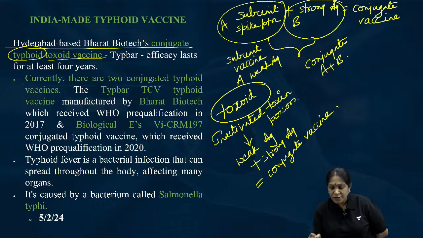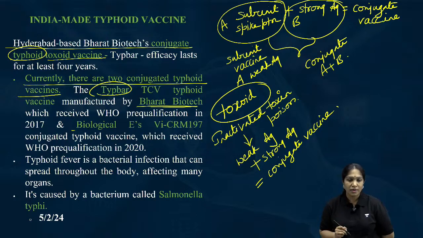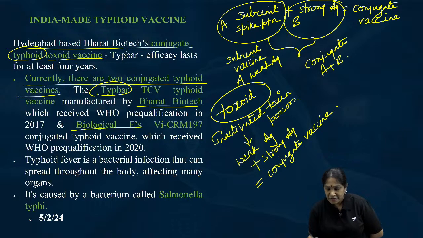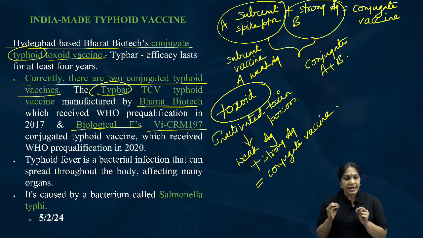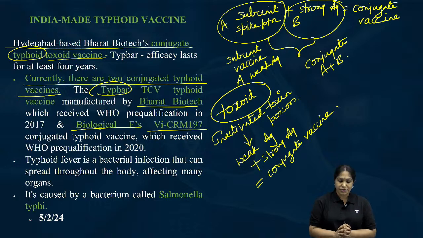Currently, there are two conjugated typhoid vaccines. Typbar, made by Bharat Biotech. And Biological E company made another conjugate vaccine called Vi-CRM197. So presently in India, we have two types of conjugate vaccines for typhoid. That is the context in which I have given this question. This is news from May 2024.